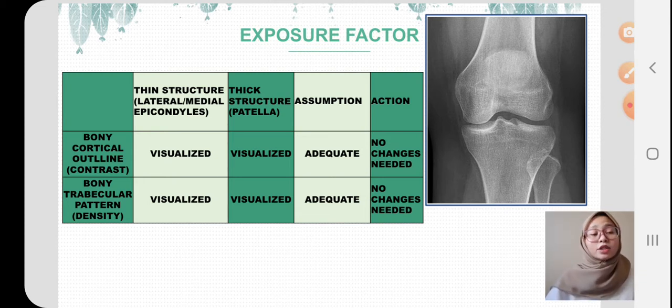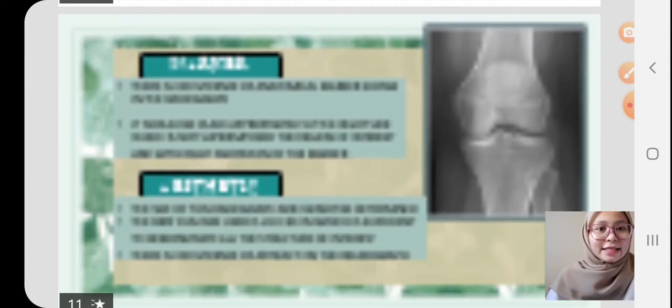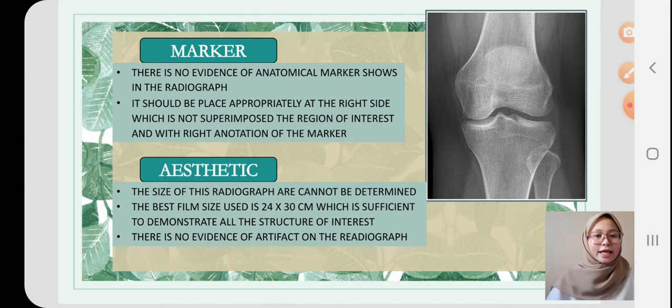The mAs used is adequate for density and detail. This is because the bony trabecular pattern of the thin structures, which are the lateral and medial epicondyles, is visualized, and the bony trabecular pattern of the thick structure, which is the patella, is visualized. So there are no changes needed for the exposure factors for this radiograph. Okay, next is marker and aesthetic.